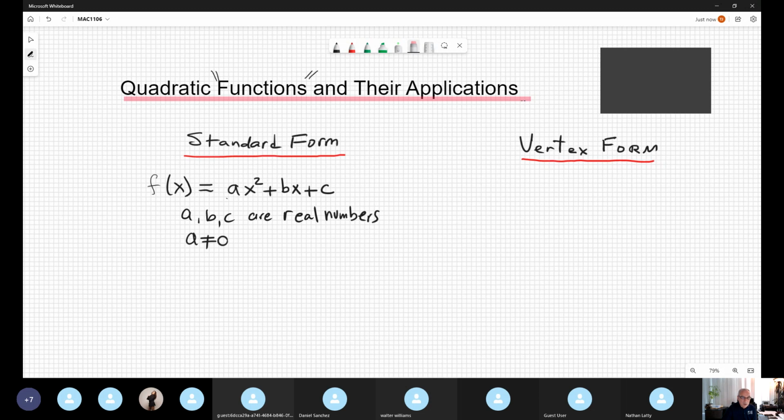Okay, now this is one way, very popular. However, we have another: f of x equals a, by the way, this a is the same a as in this one, times x minus h squared plus k. This is vertex form. And this is important for several reasons.